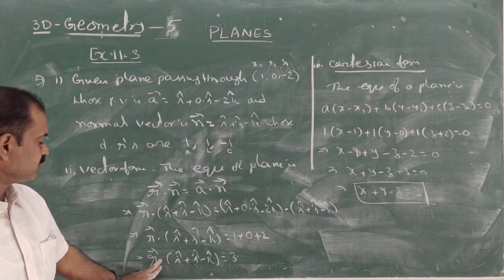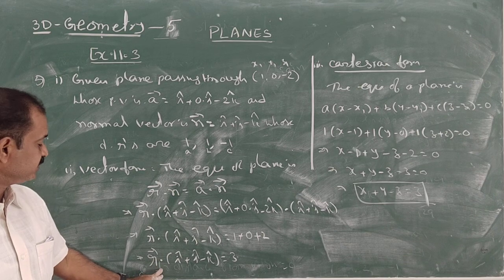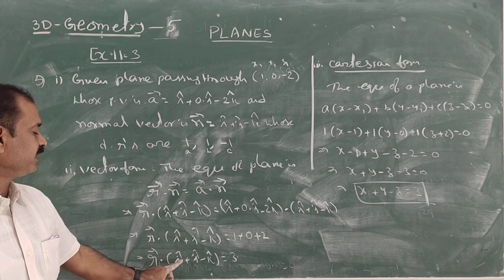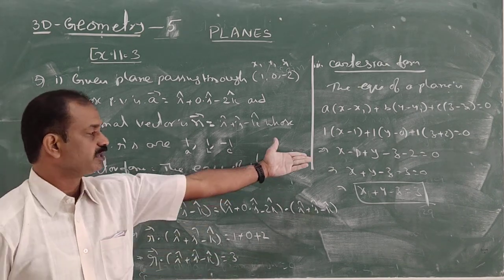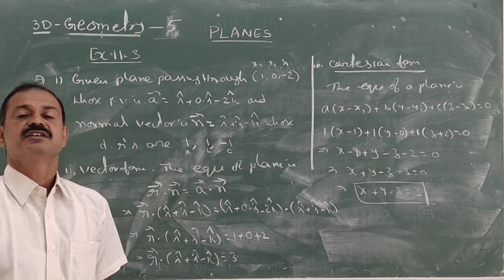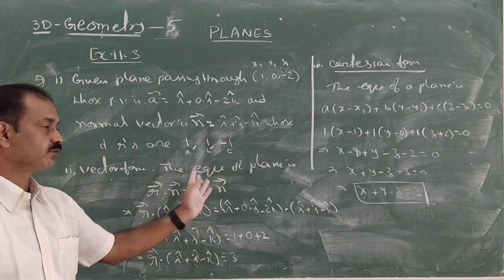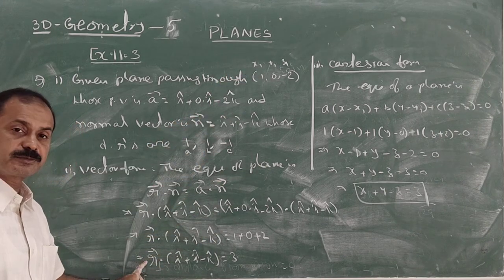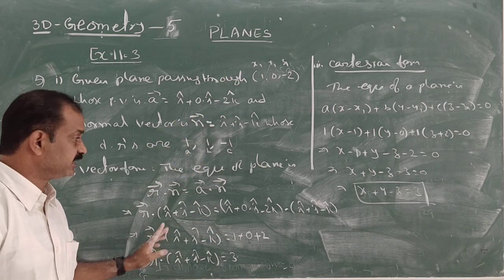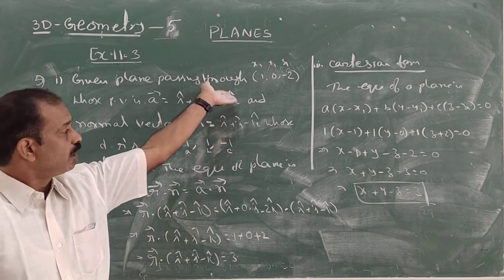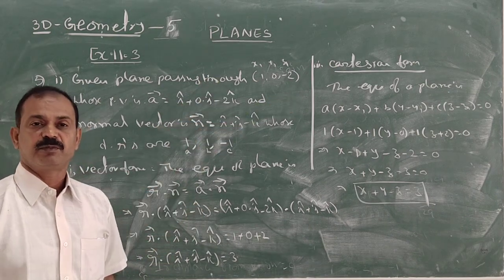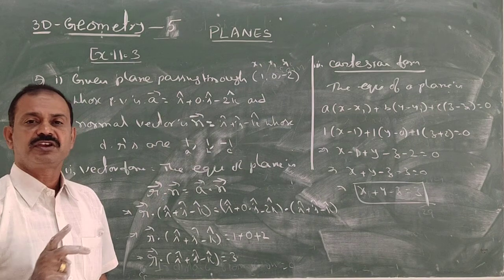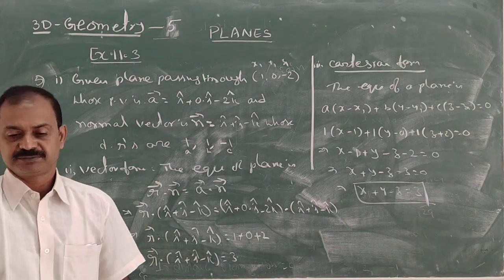When I put r as xi plus yj plus zk, this will be x plus y minus z is equal to 3. There also we are getting the same thing. So there is no difference. From here you can find the Cartesian form directly by substituting xi plus yj plus zk also. You can do it that way, or directly apply the formula. Whichever way is convenient for you, you can go for that method.